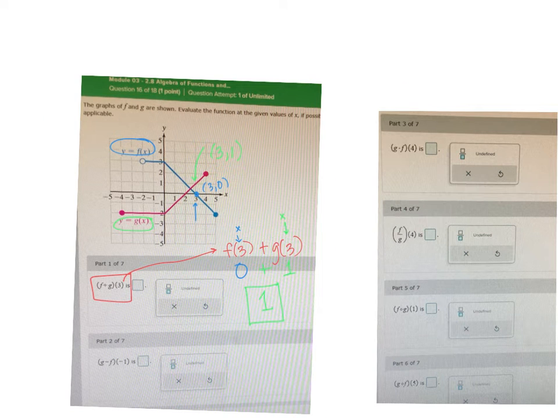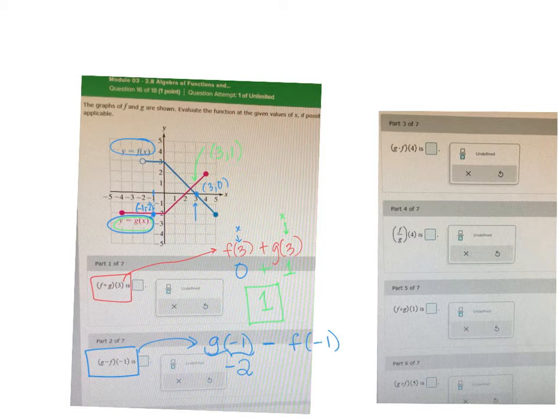Alright, for the next one, part 2, we're looking at g minus f of negative 1. So again, this means we want to find g of negative 1, then we're going to subtract f of negative 1, and we're going to do this all from looking at the graph. So first off, g of negative 1, we're going to look at that pink graph here, and when we have an input of negative 1, you can see on the graph here we're down at negative 2. It has the point negative 1, negative 2 on it. So g of negative 1 will be negative 2.